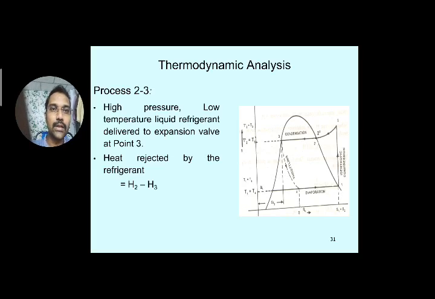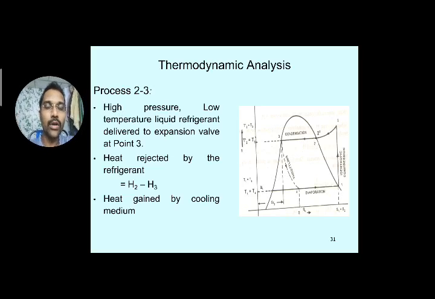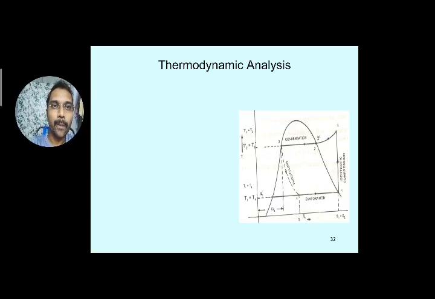Next, the heat rejected by the refrigerant, in terms of enthalpies, you can write as H2 minus H3, and this is the heat gained by the cooling medium, which may be water or air. It gains the heat from the refrigerant, and the refrigerant changes its phase from vapor to liquid. That is regarding the process 2 to 3. The heat gained by the cooling medium is given by the simple formula MC delta T.